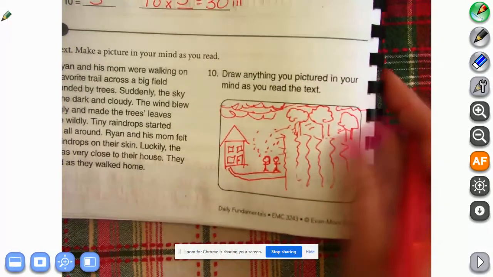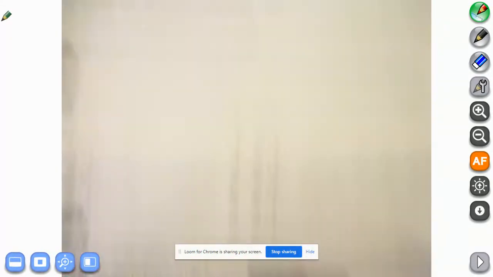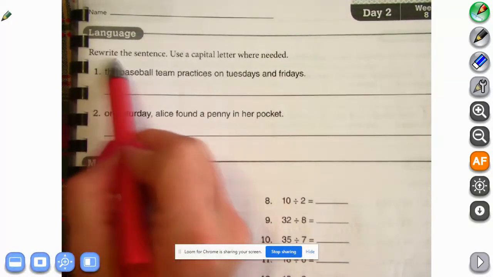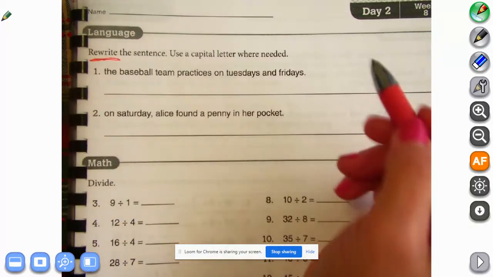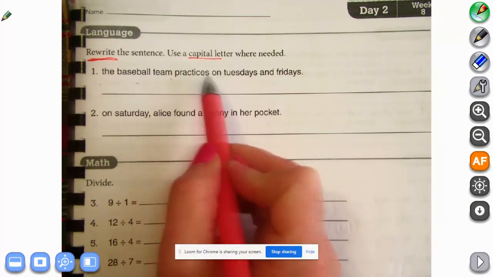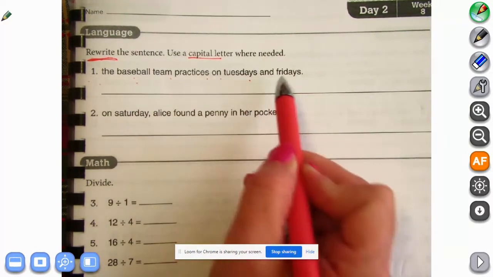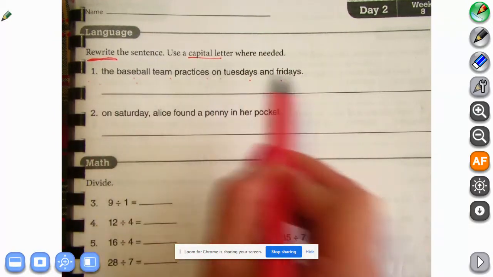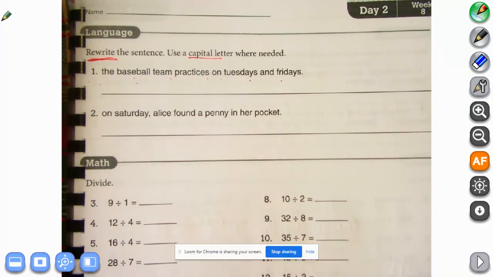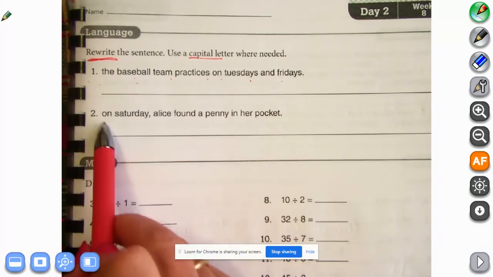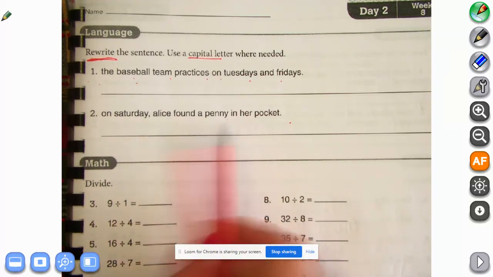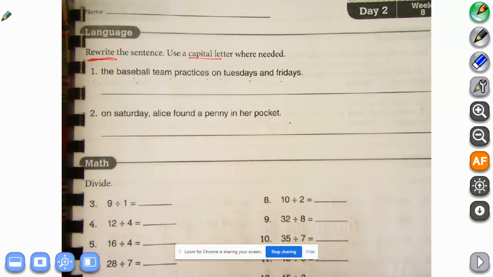All right. We're going to flip it over and talk about what you're going to work on today. So today on page 47, it says rewrite. So you have to rewrite the sentence, use a capital letter where needed. Okay? The baseball team practices on Tuesdays and Fridays. Some of these words need to be capitalized. Which ones? And then rewrite it the correct way with the words that should be capitalized. On Saturday, Alice found a penny in her pocket. So go through here and check which should be capitalized and then rewrite them on this line correctly.